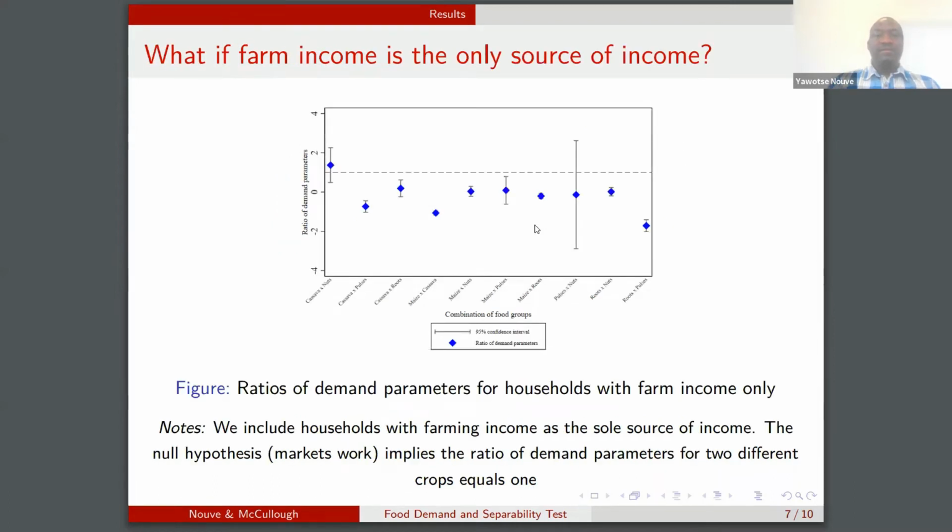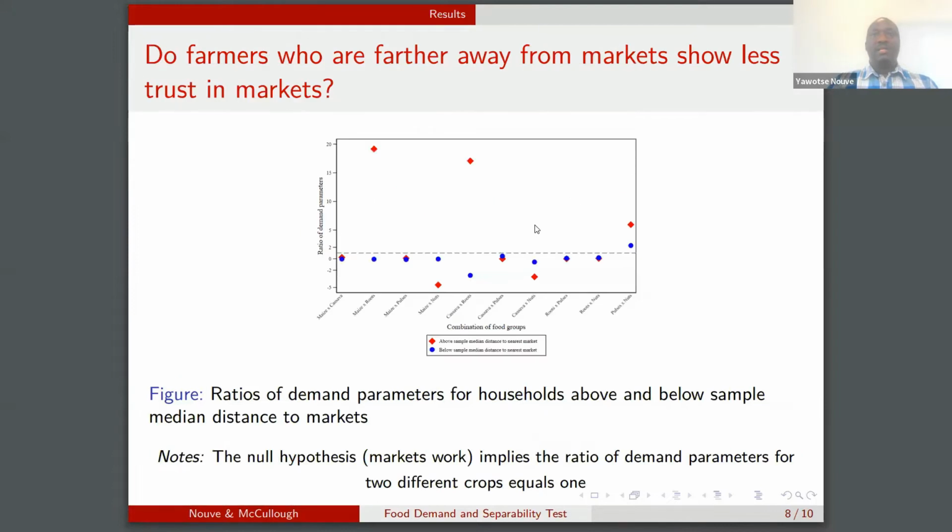And we ask ourselves whether this result differs if we consider only households with farm income only. But as you can also see here, the blue dots are far away from being equal to 1. And then the next question we ask ourselves is whether the result differs for farmers who are far away from market as compared to farmers who are not. And the red dot here represents the group of farmers who are far away from a nearest local market.